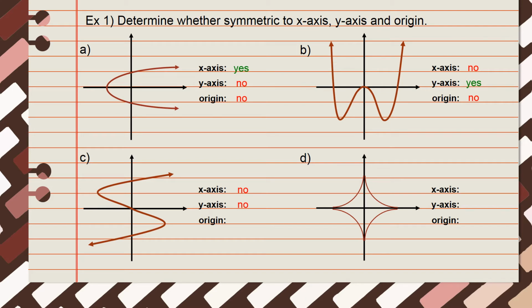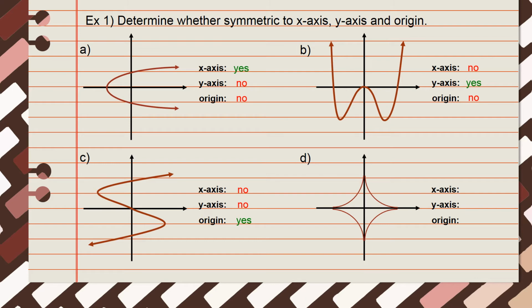Meaning, does it see its mirror image as if looking in a mirror? No. Now, to determine if this is symmetric to the origin. If we were to turn this graph and basically turn it upside down, would it look the same as the original? Yes. So this is an example of being symmetric to the origin.